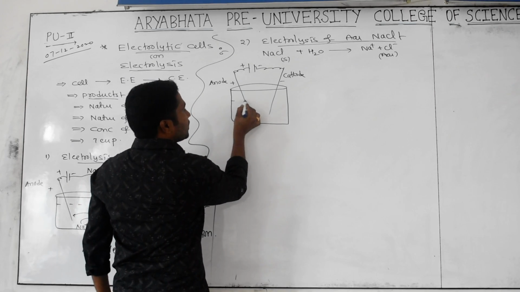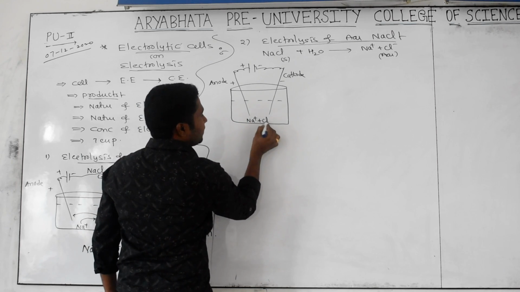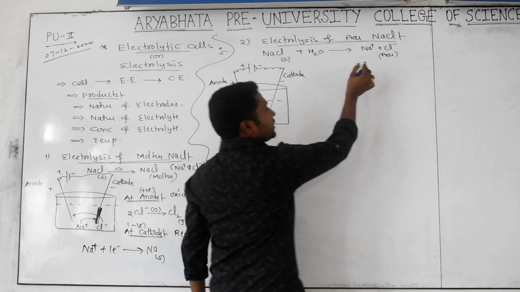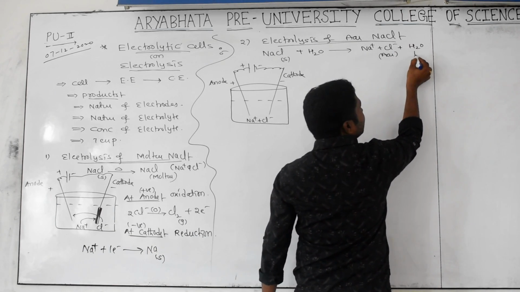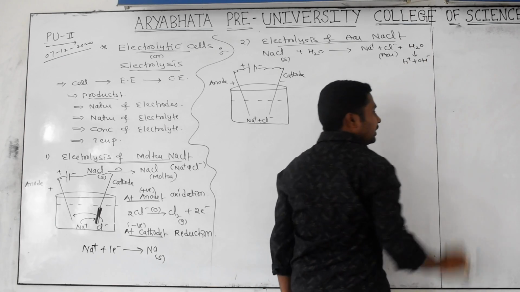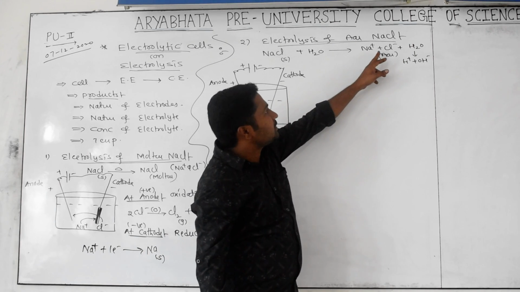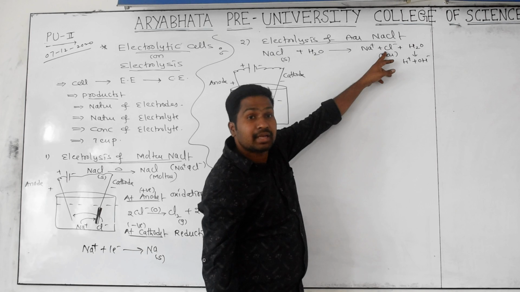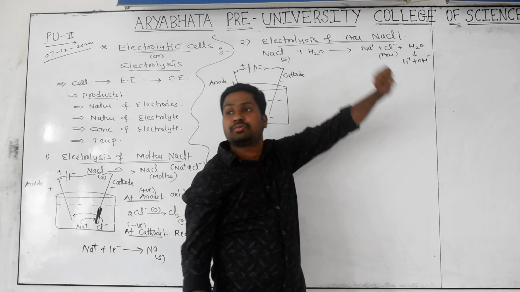Now, what will be there in this? Na+ particles and Cl- are there. Along with this, water is there. In water, which particles are there? H+ and OH-. My question: in aqueous NaCl, Na+ and Cl- will be there. Does the majority of water exist in H2O form or as H+ and OH- form?